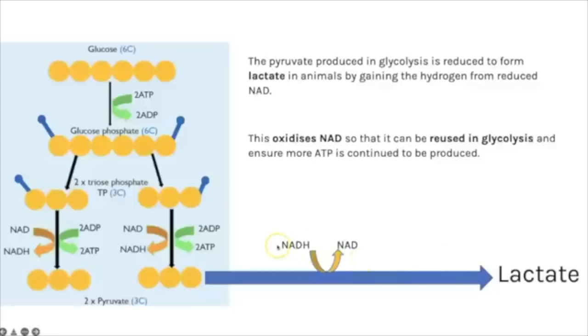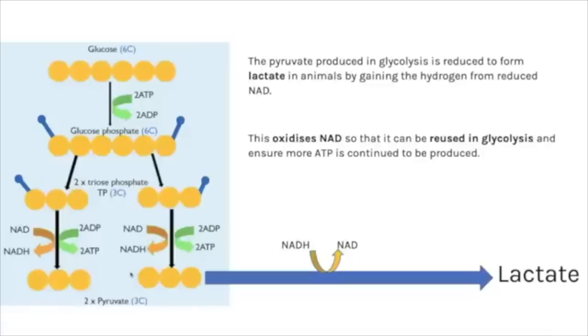We know it's reduced because the reduced coenzymes that were just produced in glycolysis are immediately reoxidized to NAD. And that is because the pyruvate gained the hydrogen. Now that is important because that NAD can then be reused in glycolysis so that glycolysis can continue to occur. And that ensures that at least some ATP is continually made. So the downside is lactic acid is acidic, so it can denature enzymes and other proteins, but that is the price to pay so that at least some respiration can still occur.